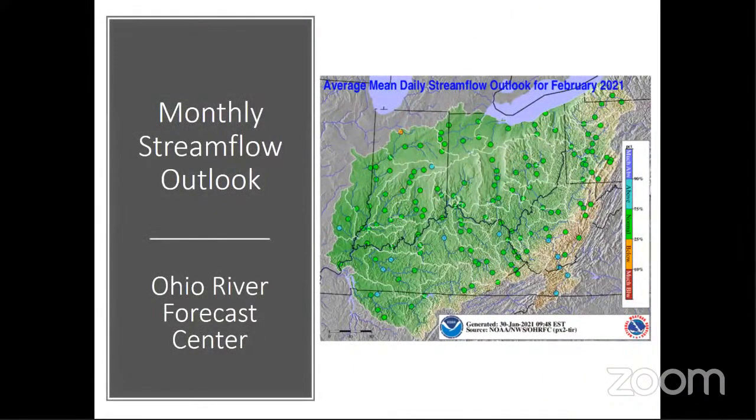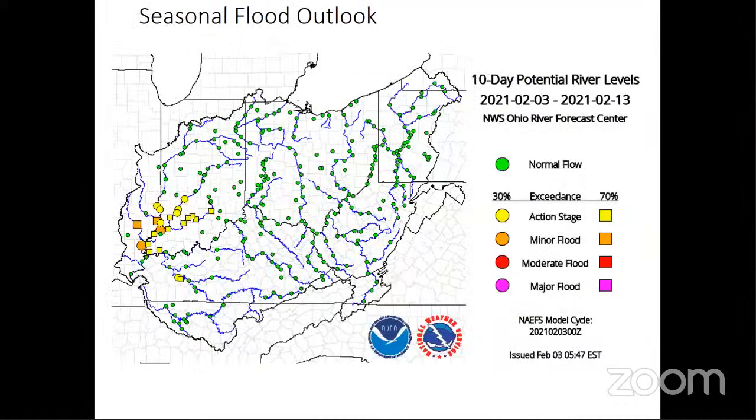Monthly stream flow outlook, normal to above normal stream flows. And again, consistent with the outlook that we just saw and the recent conditions that we've experienced here in the state. And here again is that newer product from the Ohio River Forecast Center that highlights some near flooding, okay, in terms of the yellow circle and box there, otherwise everything kind of in the normal category.